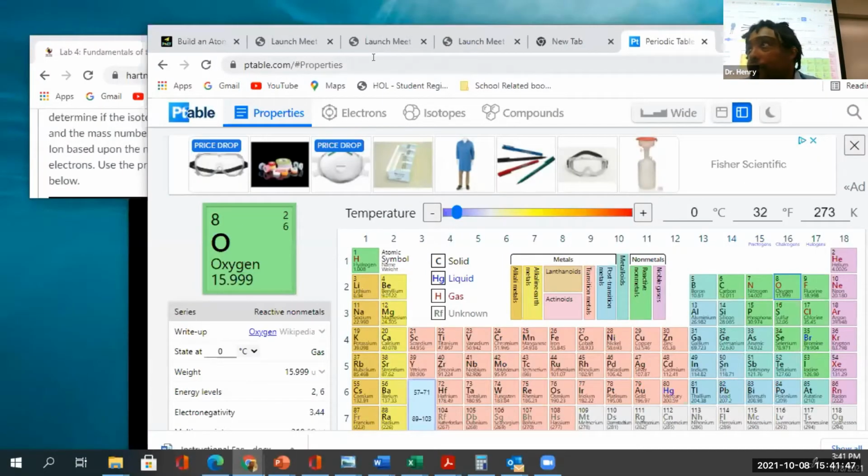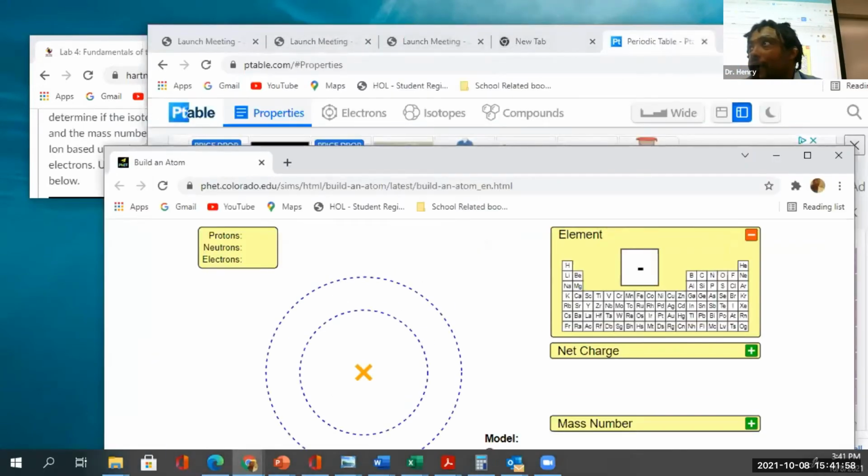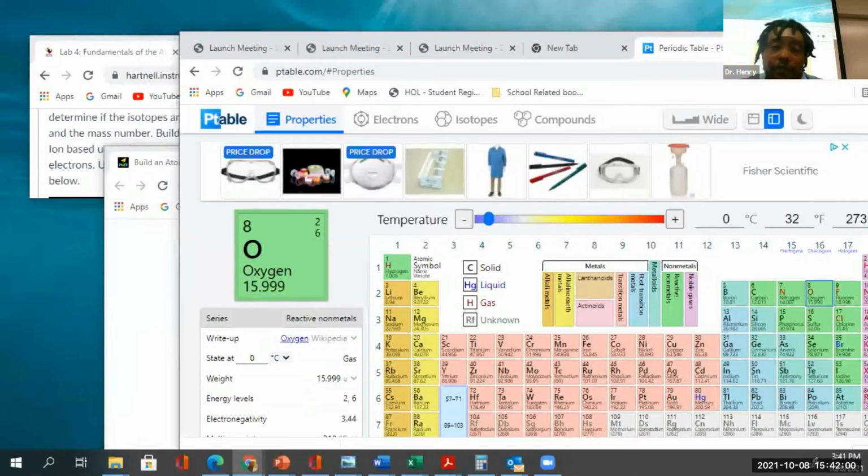So if we go back to, I'm going to see if I can separate. Crap. Did I launch? There we go. Build an atom. There we go. Thought I closed it. Okay.